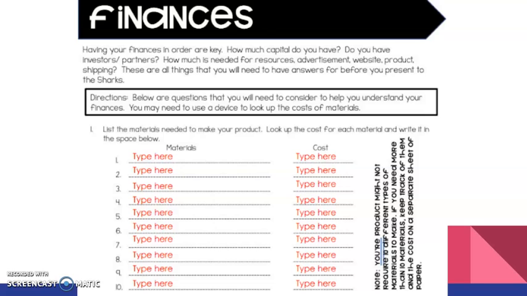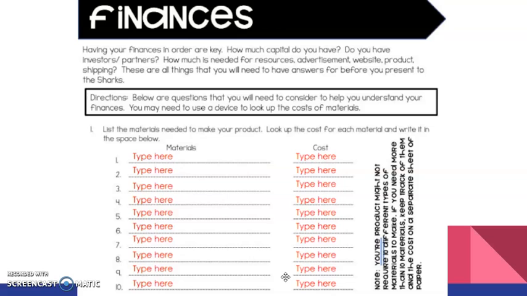So the first part is listing all the materials, and there are 10 spaces. And as it's noted over here, you don't have to use all 10 spaces. If you need more spaces, you can, but you're just going to list whatever material you're buying or using, and then how much it costs. When you think about how much it costs, you can do it one of two ways. You can do it for a single item, or you can also buy in bulk.